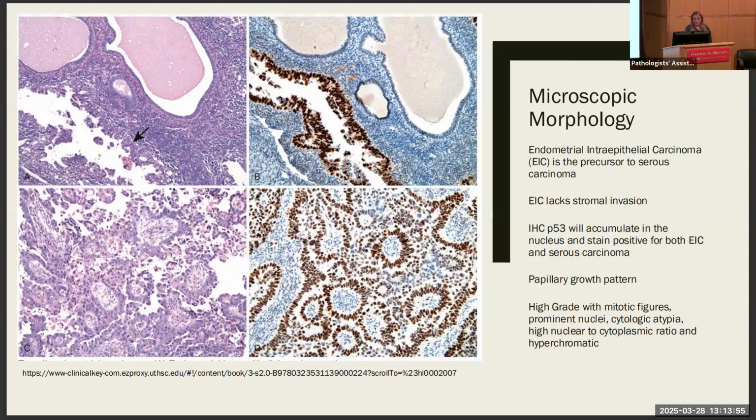And so we can appreciate in this bottom left photo that there is a papillary growth pattern. And as we'll continue to see through this presentation, these cells will be high grade with mitotic figures, prominent nuclei, cytologic atypia, a high nuclear to cytoplasmic ratio, and they will be hyperchromatic.